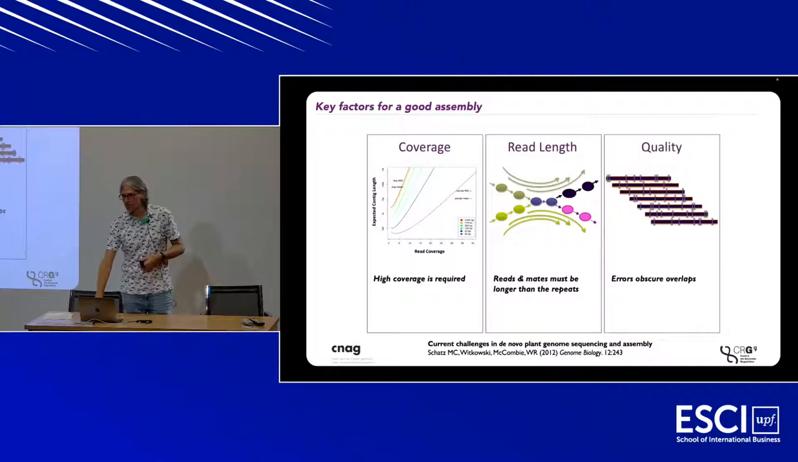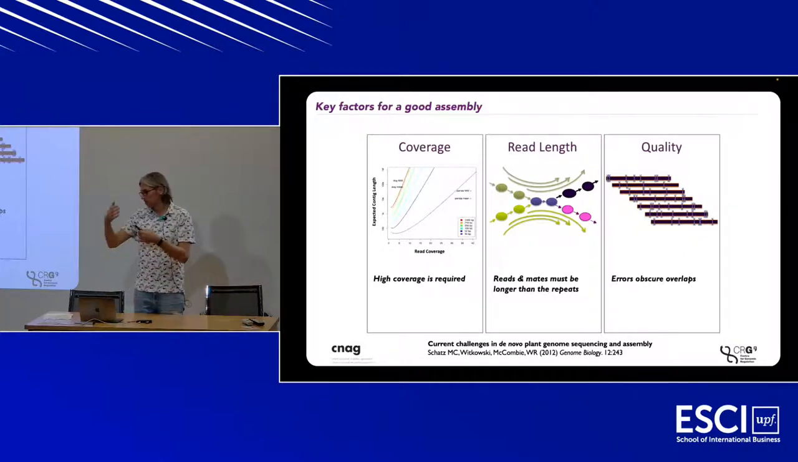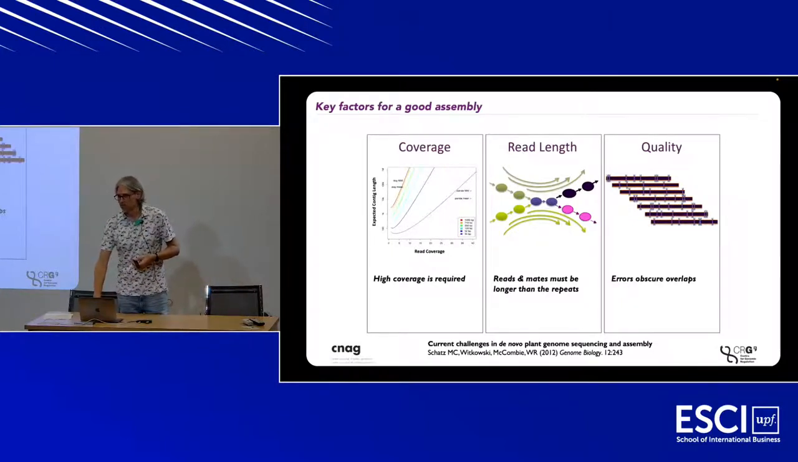And quality is important, because if you have low quality, first of all, it's harder to find overlaps. It's harder to know which overlaps are the correct and which ones are spurious. And also, once you assemble the sequence and you derive a consensus, those errors can end up in the assembly. So it's good to have high quality reads as well.